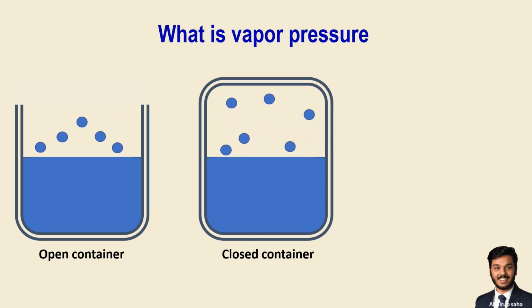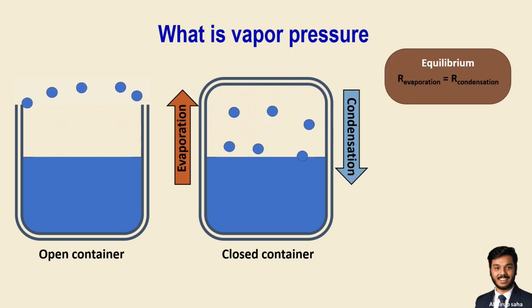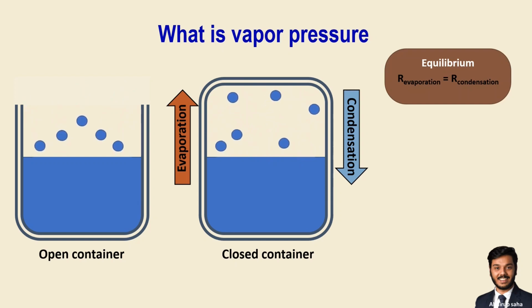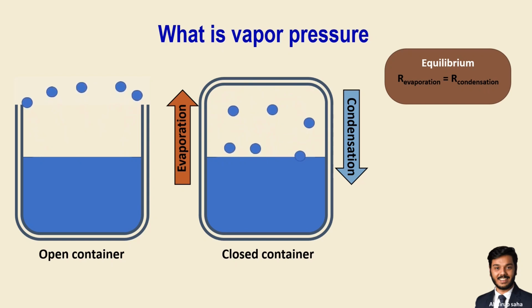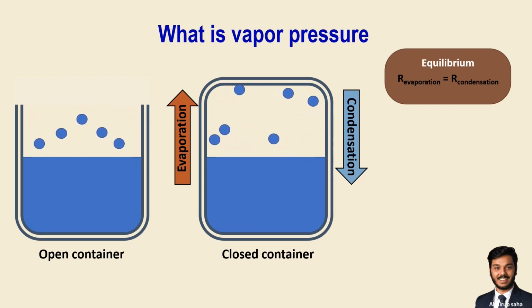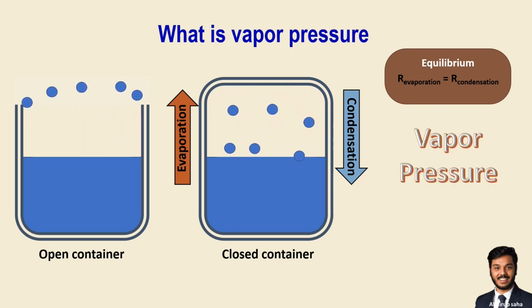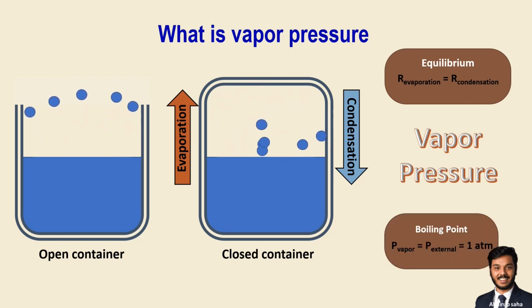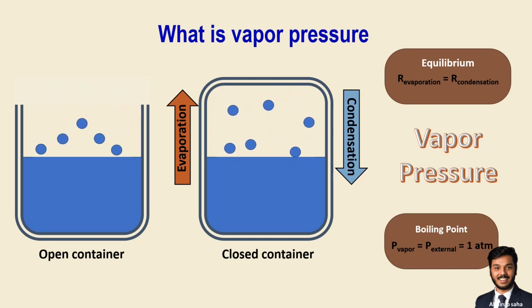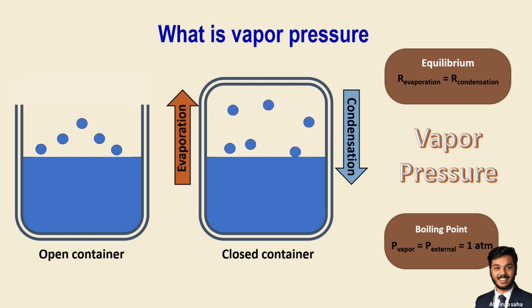As this happens, you finally reach a state at which the exiting evaporation rate equals the entering condensation rate, and you reach what is called equilibrium. So when those two rates are equal, you establish a constant pressure inside your container. That pressure is called the vapor pressure of that liquid. At boiling point, vapor pressure is equal to the pressure exerted on the vapor, which is the external pressure, usually taken as 1 atm at boiling point.